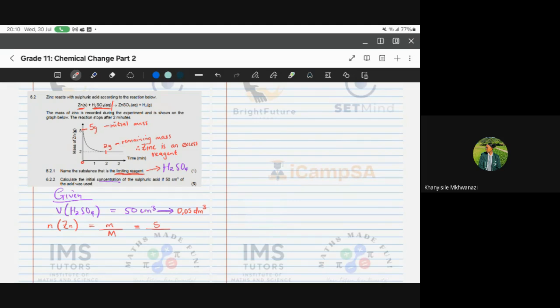My periodic table, give me a second, guys, checking my periodic table. Okay, it's 65. 65, thank you. It's a bit of a hassle having to find it on my gallery, but I have to print it out next time. All right, so 65, 5 divided by 65.